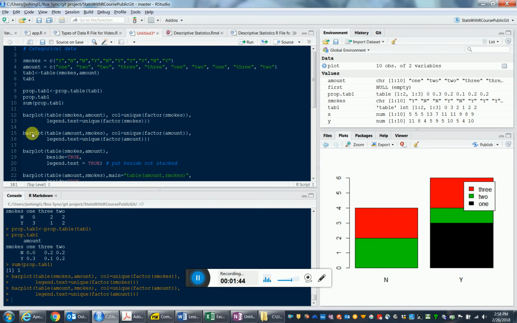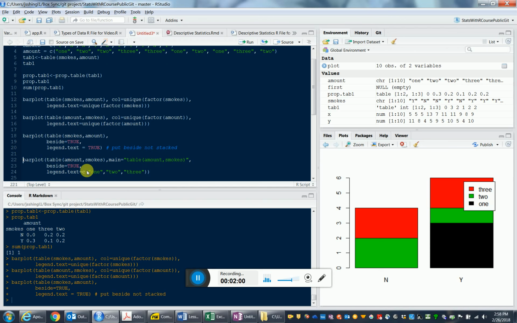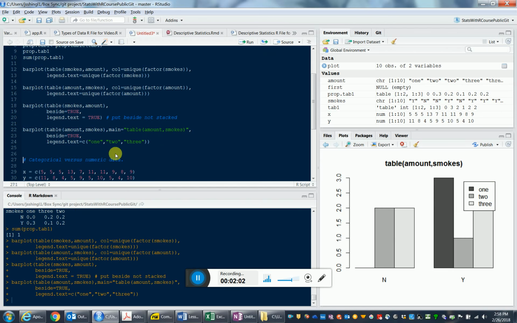If we want smokes to be our X category, and this just gives you a quantity of how many are each in the 2s or in the 3s different categories. Now, if you don't want the bars stacked, you can also add this parameter saying, hey, put them beside each other. I don't have colors in there, but you can get the hint of what it's to look like.